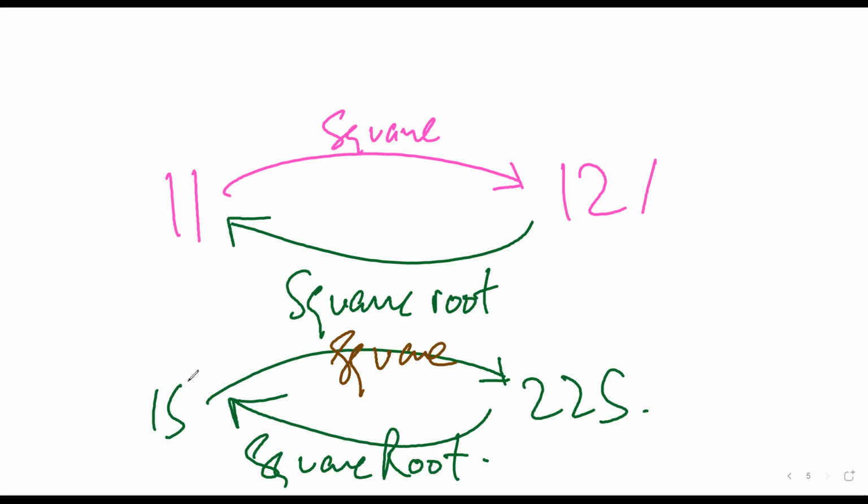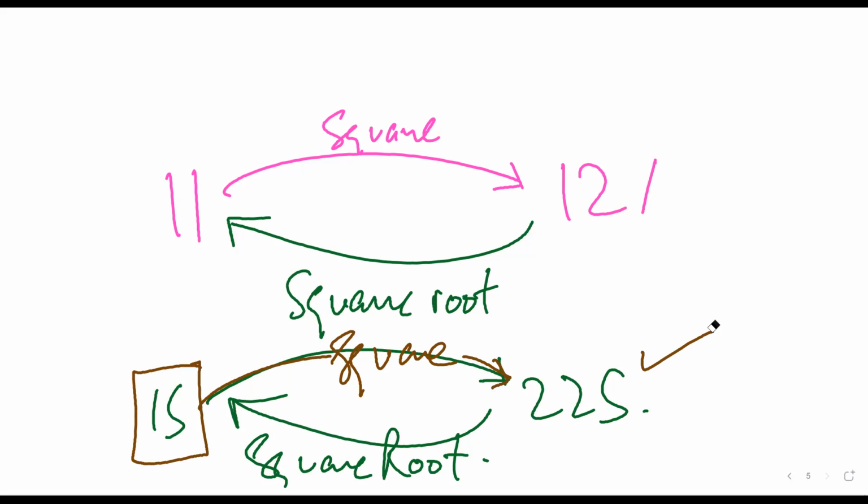But all I want to make sure is you understand that if you take a number, you square it, you will get 225. But then from 225, if you want to get back, you will have to do a square root. And that is the first thing that I want to make clear.